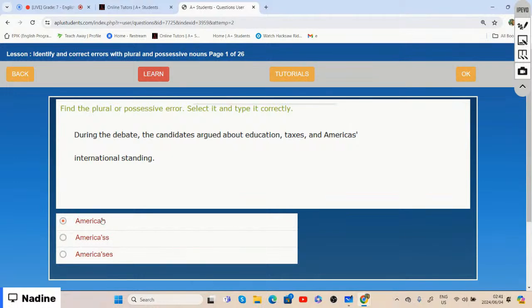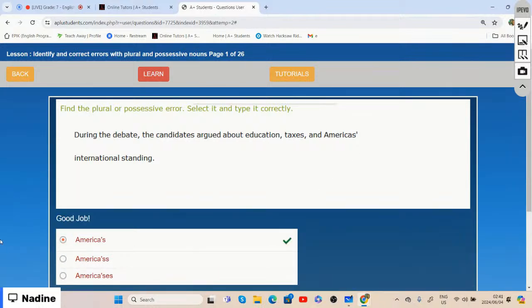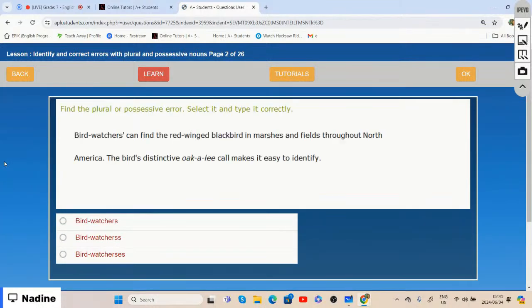All right, so we said America's. So during the debate, the candidates argued about education, taxes, and America's international standing. So well done. Okay, so we say bird watchers can find the red-winged blackbird in marshes and fields throughout North America. The bird's distinctive call makes it easy to identify.